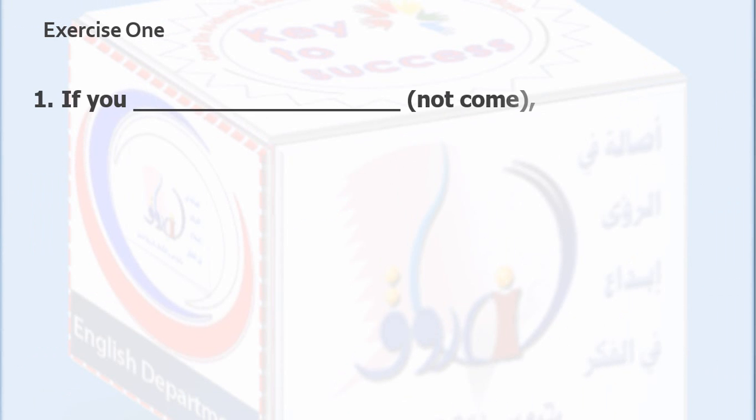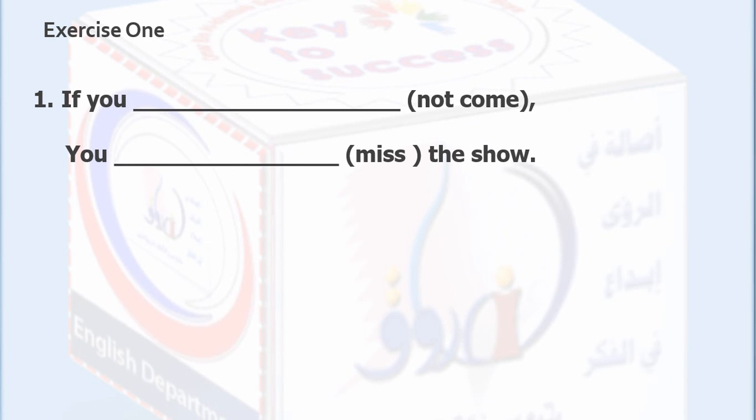Exercise 1. If you, space, not come, you, space, miss the show. What do you think? Yes, that's right. If you don't come, you will miss the show.